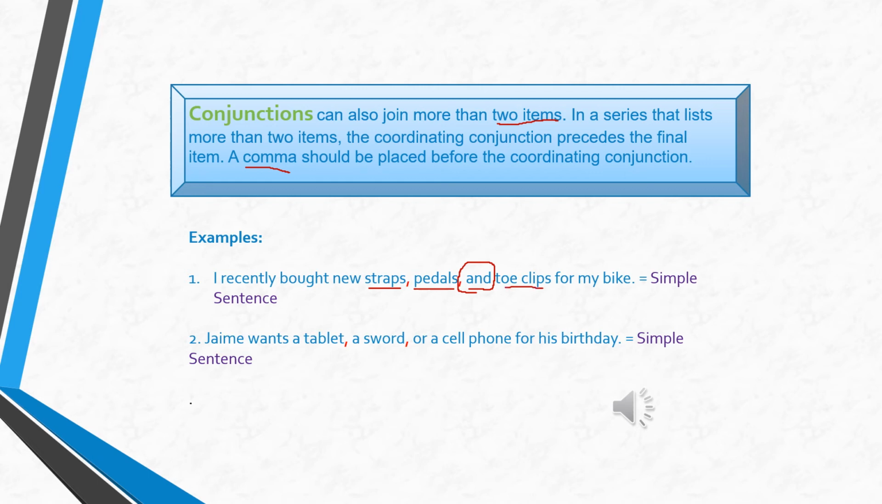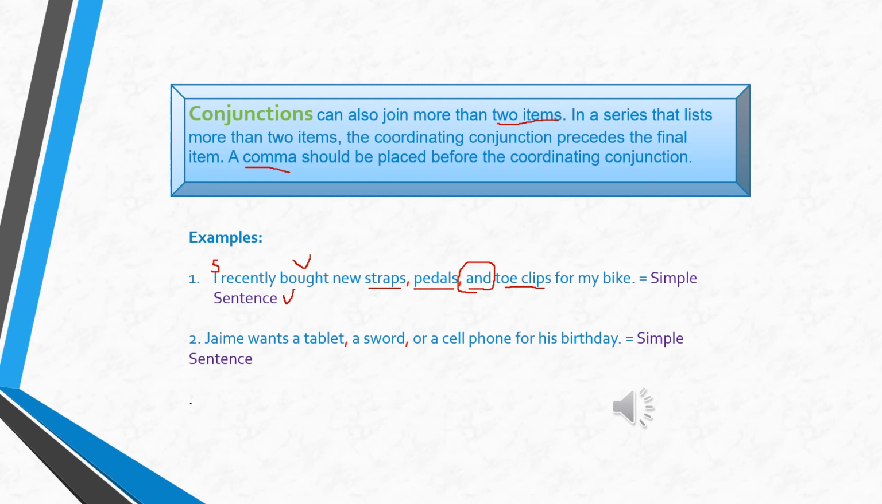Let's analyze this sentence. I is my subject. Recently is my adverb. Bought is the verb. New, everything is new. Straps, pedals, and toe clips are three different items. When I have more than two items, I need to put a comma. And before the coordinating conjunction, I need to put the comma. Everything here together is only one simple sentence.